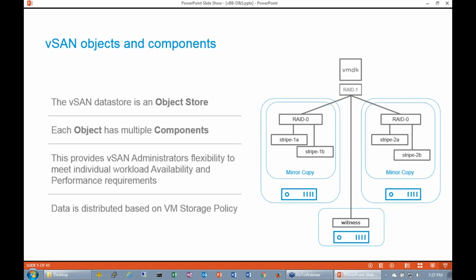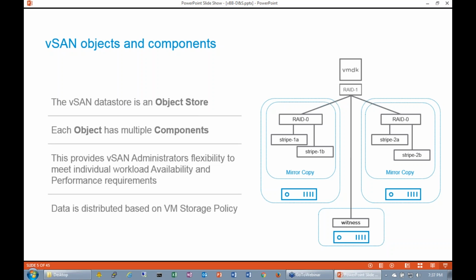I can stripe things wide if I want within each of those fault domains, but then at the same time I have to have that witness component. And it's important not to get witness component confused with witness appliance, and we'll cover that at some point. But long story short is if we look at any individual object on vSAN, we have to have at least greater than 50% of the contributing pieces available for that to be accessible.